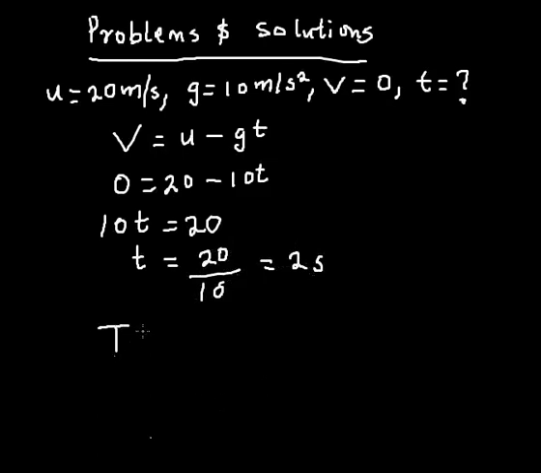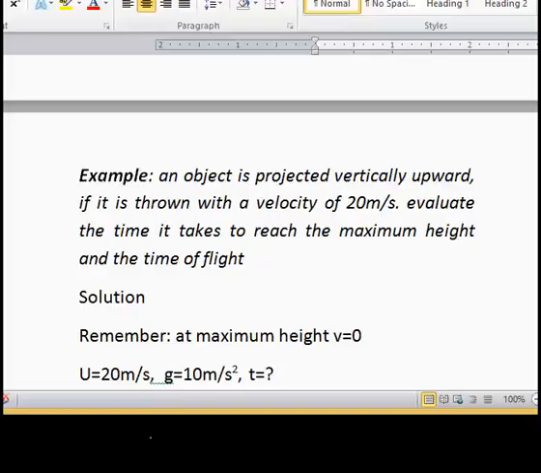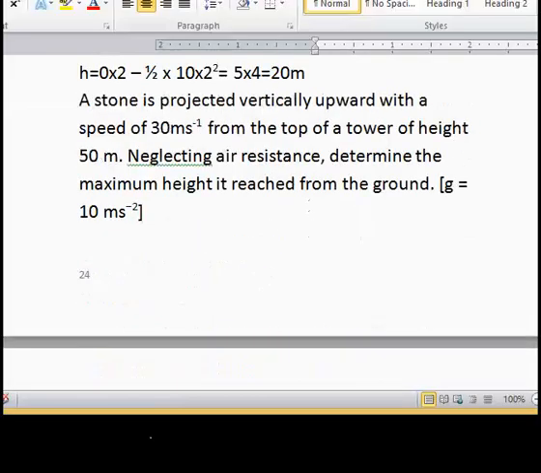So the time of flight is going to be equal to 2t, 2 times the time to reach the maximum height. That is 2 times 2, equal to 4 seconds. As simple as that. Let's look at the next question.